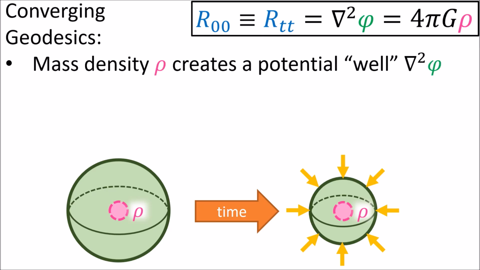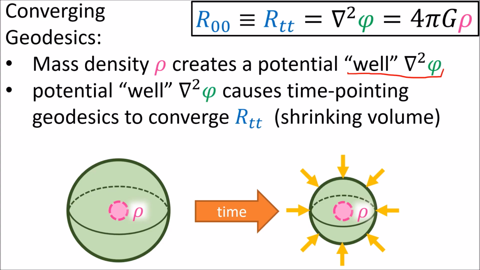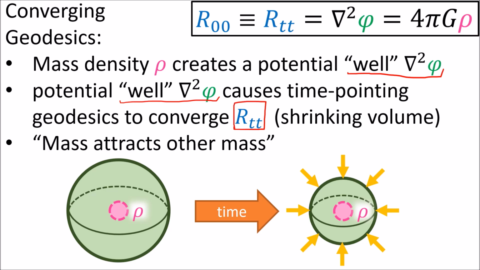Basically, the mass density creates a well in the gravitational potential, which is identified by the Laplacian of the potential, and this potential well causes geodesics pointing in the time direction to converge, as described by the time-time component of the Ricci curvature tensor. So in short, this equation tells us that mass attracts other mass over time.